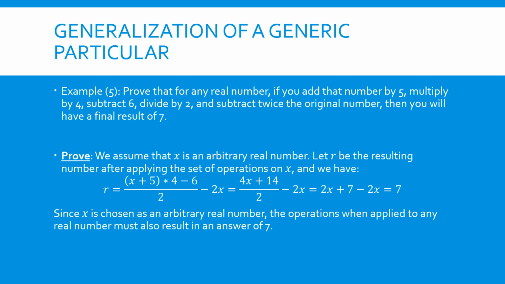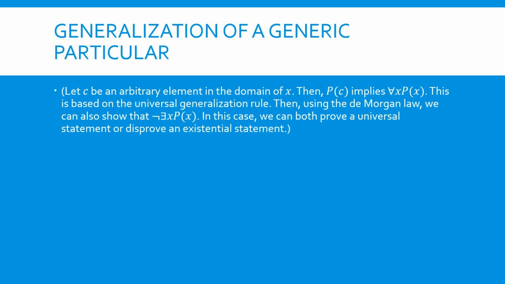Then, after applying the series of operations on x, we get 7. Because we have not used any additional property other than assuming x to be a real number, we can generalize the conclusion to the entire domain. Finally, we can claim that the universal statement is true. The rule of inference used behind this technique is universal generalization. And by using De Morgan's law, we can also use the technique to disprove existential statements.